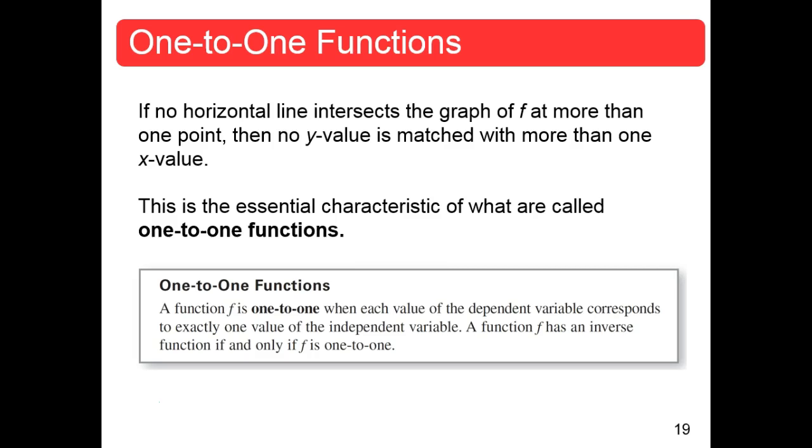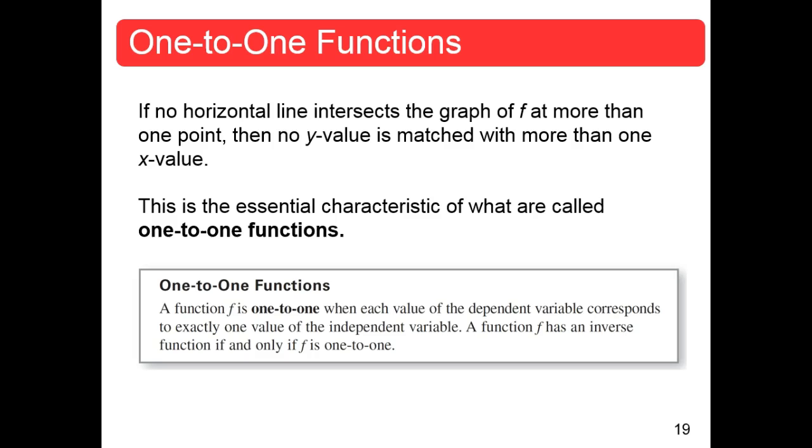If no horizontal line intersects the graph of f at more than one point, then no y value is matched with more than one x value. That is an essential characteristic of what we call one-to-one. So a function f is one-to-one if each value of the dependent variable corresponds to exactly one value of the independent variable.